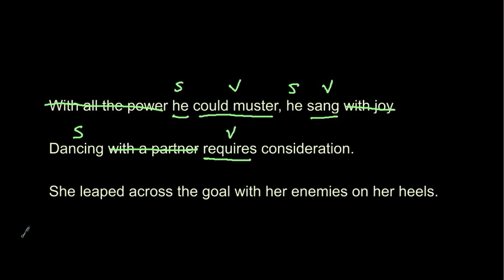She leaped across the goal with her enemies on her heels. So, again, let's try taking out the prepositional phrases. Across the goal, with her enemies on her heels. Suddenly, she leaped. That's all we're left with. Subject, verb. Okay, let's do a recap.